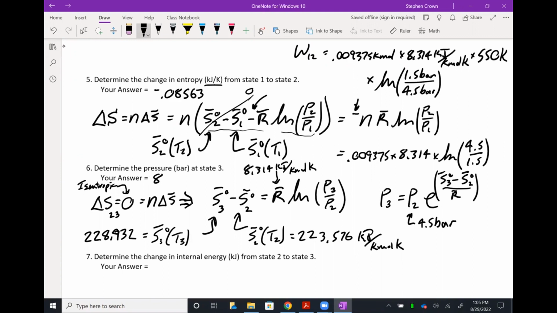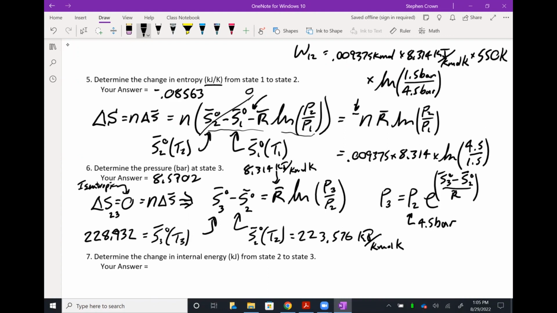So again, we're using the same equation twice. In one case, we solved for delta S. In the other case, from the wording of the problem, the processes, we determined delta S was 0. So now we can solve for some other unknown. In this case, it was P3.